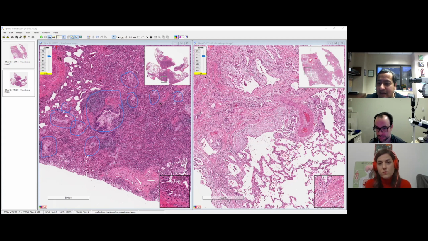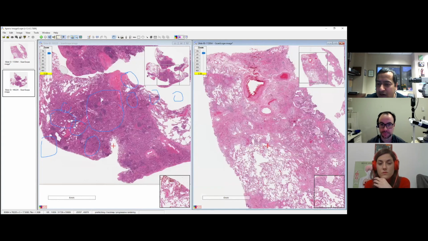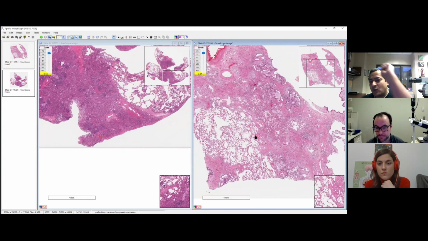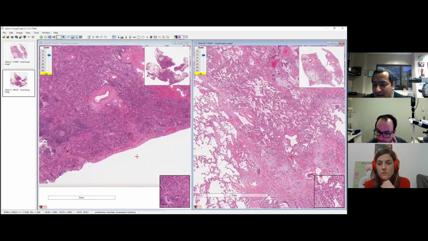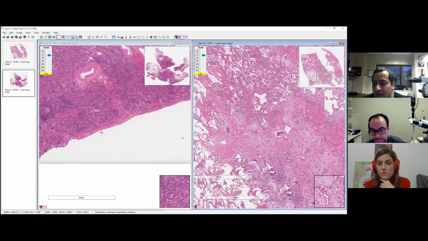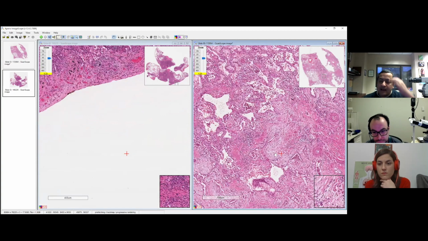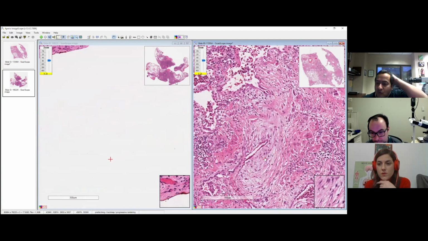Now, in UIP you don't see exactly the same thing, because although occasionally you can have fibroblast foci that are more florid, they tend to be more spaced apart. There's one here, then one there, and that's one feature that's helpful to tell a fibroblast focus from a fibroblast plug.